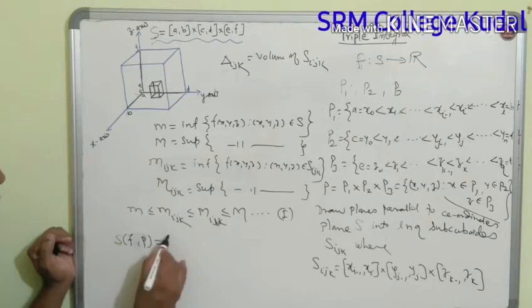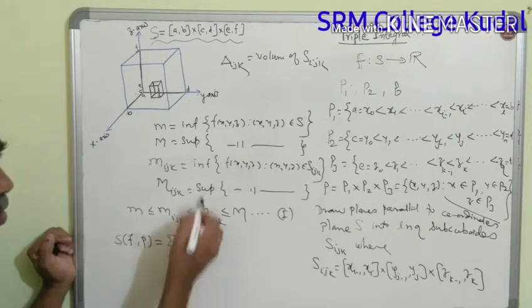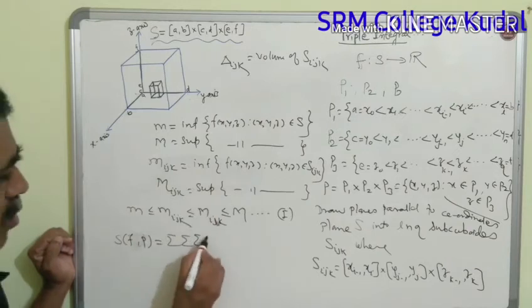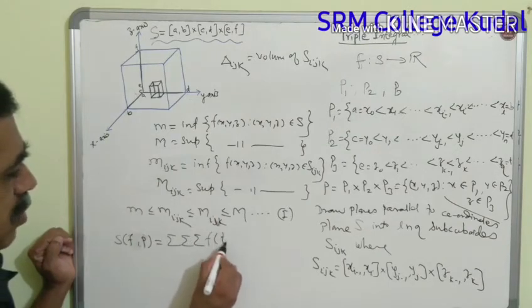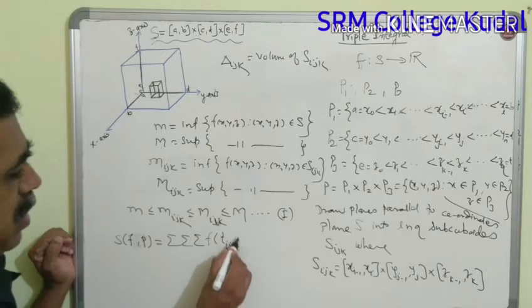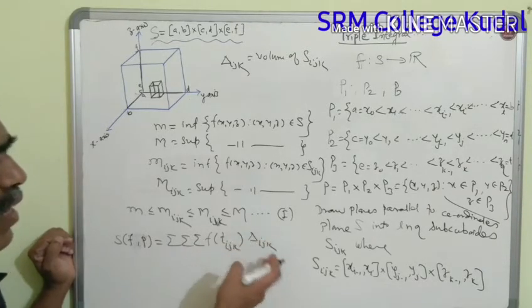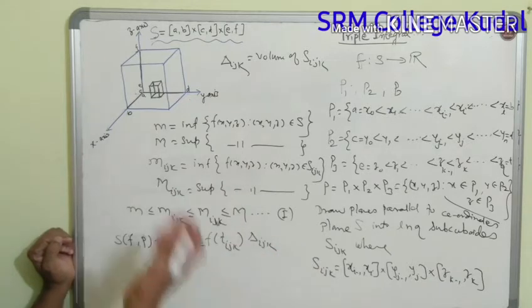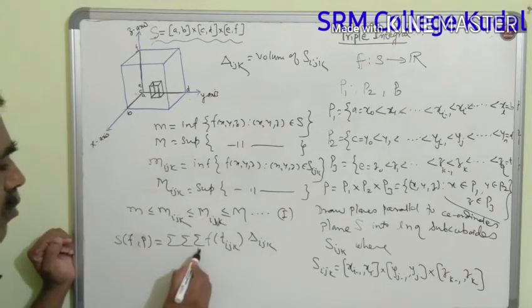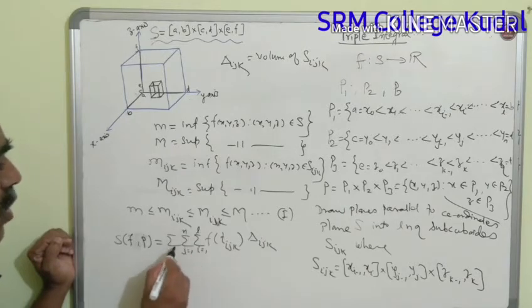S(f, P) is equal to summation, because there are 3 variables now, x, y, z, so there will be 3 summations. So f of Tijk into delta Vijk. You may write delta Vijk also, being the volume. This runs from i equal to 1 to l, j runs from 1 to n, and k runs from 1 to q.